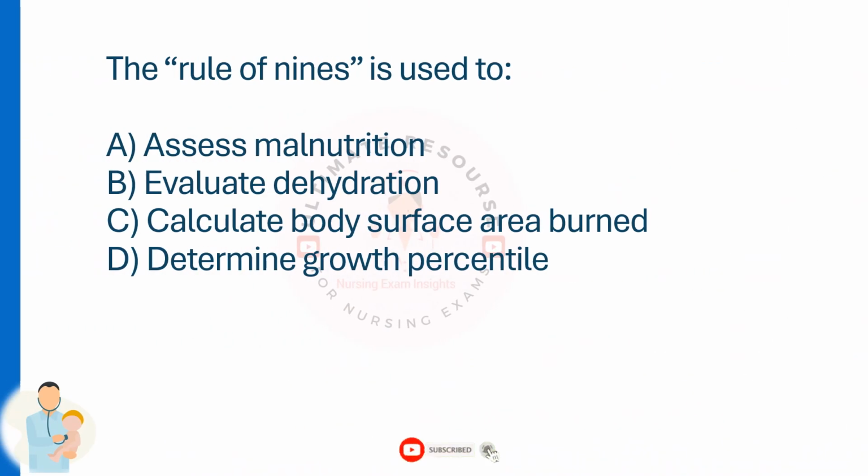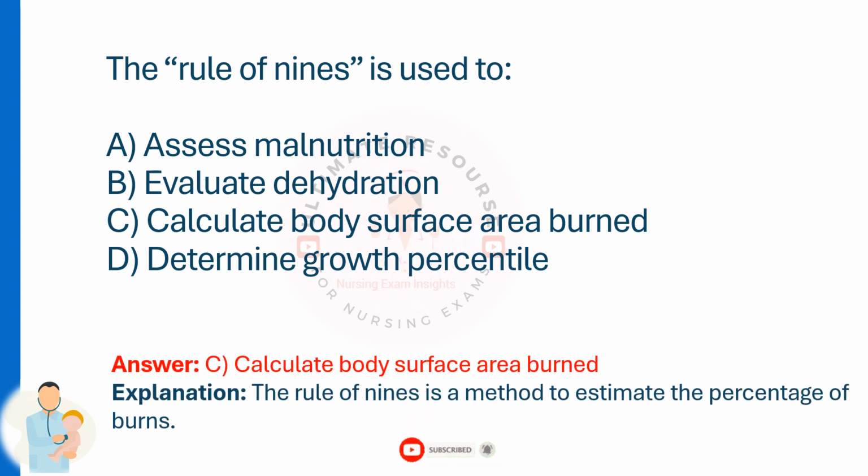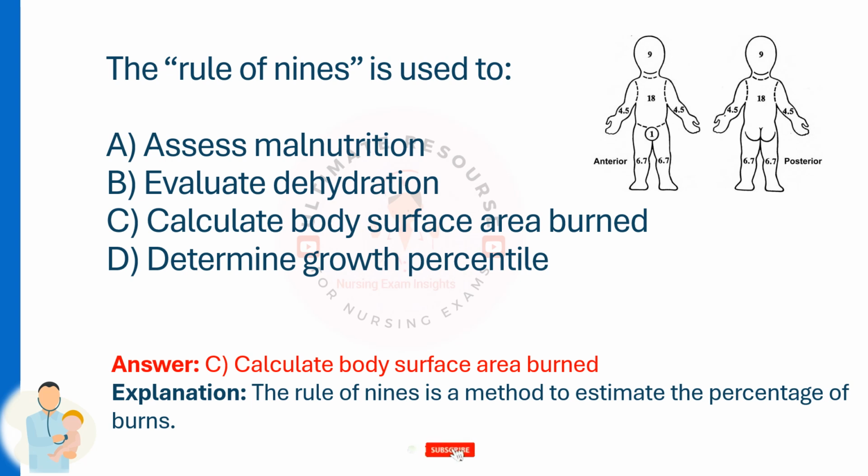The rule of 9 is used to: Options are A. Assess malnutrition, B. Evaluate dehydration, C. Calculate body surface area burned, D. Determine growth percentile. The answer is C. Calculate body surface area burned. The rule of 9 is a method to estimate the percentage of burns.